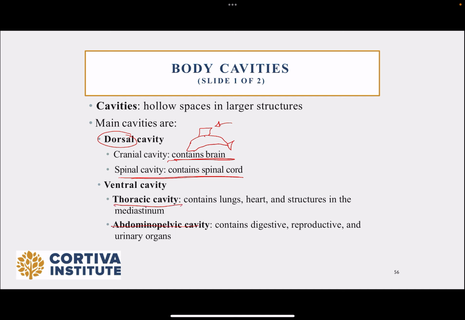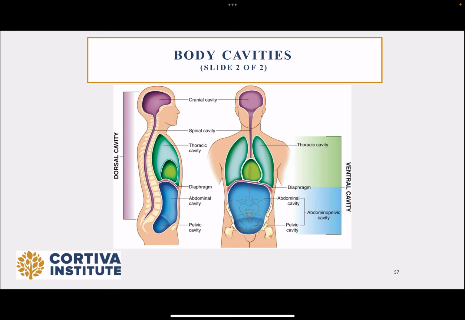We have 2 cavities in this area. We have the thoracic cavity, which is going to contain the heart, lungs, and structures of the mediastinum. And then we have the abdominopelvic cavity, right? So abdomen, pelvic. It's going to contain the digestive system, reproductive, and urinary organs. Here are the different body cavities. Here you can see abdominal and pelvic, so together we call them the abdominopelvic. In between that we have the diaphragm, and then up here we have the thoracic cavity.